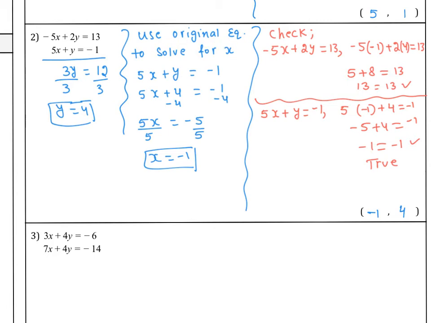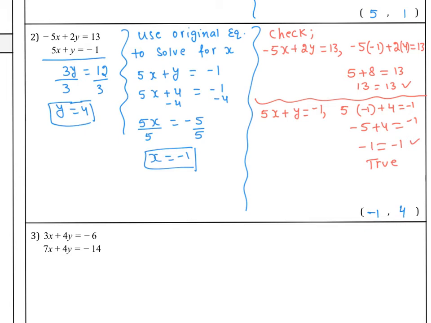Now use the original equation to solve for x. I'm using the second equation because it seems a little simpler than the first equation. So 5x plus y equals negative 1, where we are going to use y as 4. So plug in 4 here to solve for x. So subtract 4 on both sides. 5x equals negative 5. Divide 5 on both sides to get the x value, that is negative 1. So you choose negative 1 here and y value as 4 here.